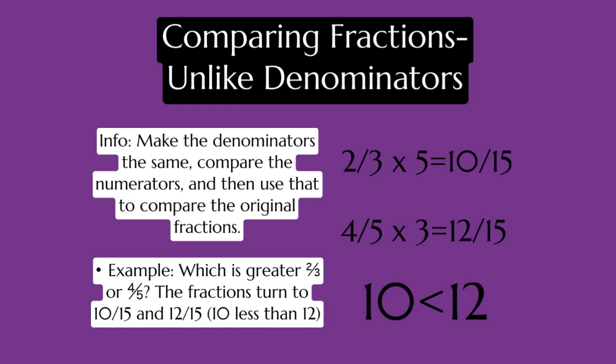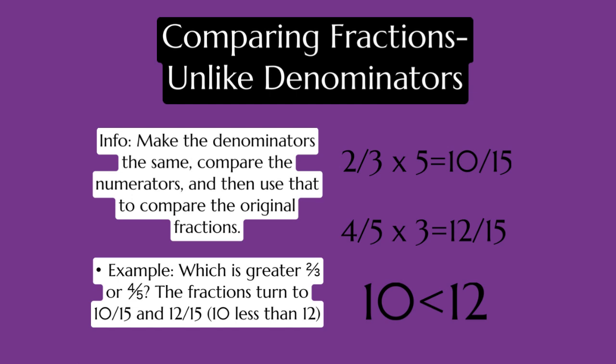Now before we make our denominators 15 for both, we need to make sure that whatever we do to our denominator, we also need to do to our numerator. So since we'll be multiplying 5 to 3 in 2/3 to get 2/15, we also need to multiply that 5 to the 2, which gives us 10/15.